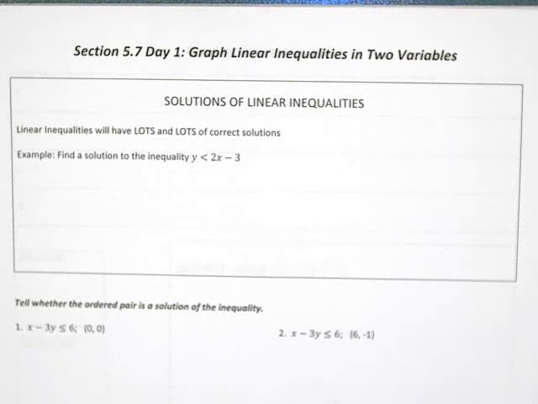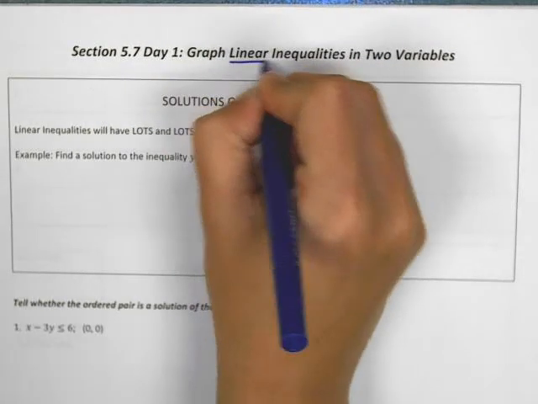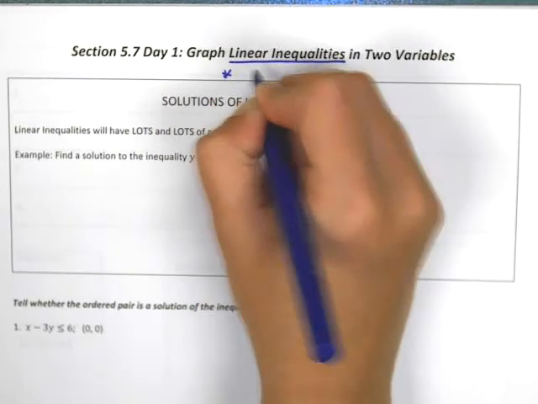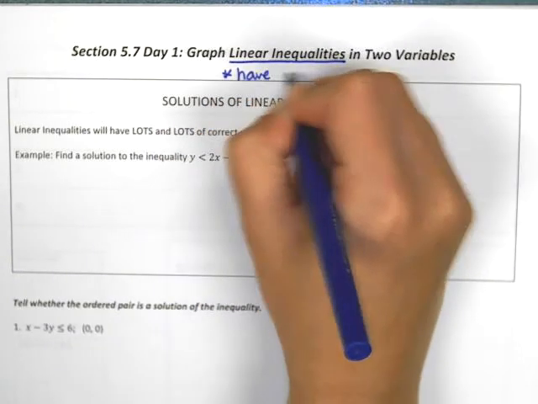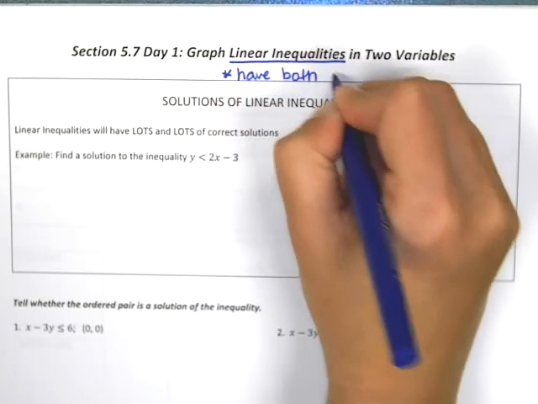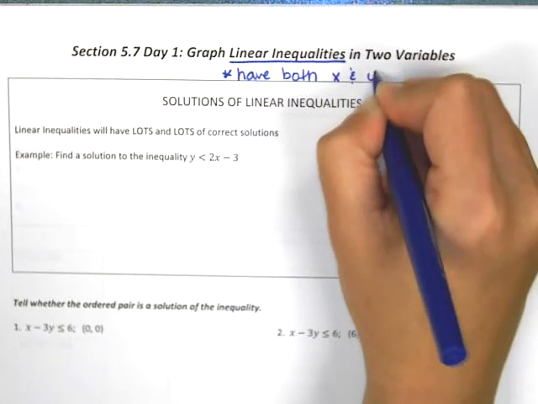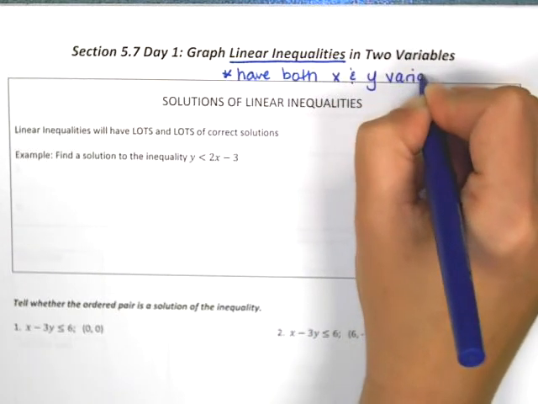So today we're going to be learning how to graph what are called linear inequalities. So let's talk about first what makes an ordered pair a solution of a linear inequality. Linear inequalities are inequalities that have both an x and a y variable.